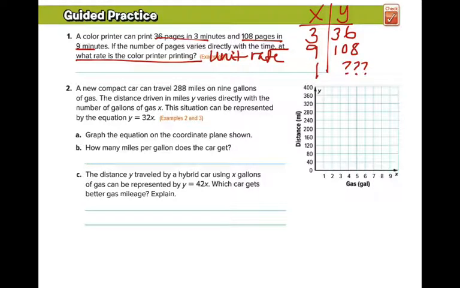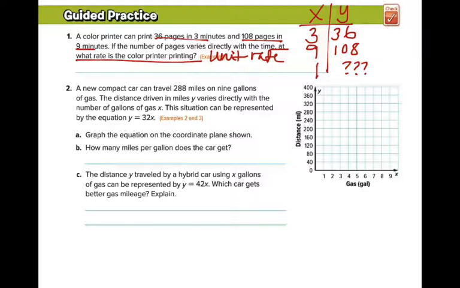So if I come up with my pattern here, I find that if I take my X and I multiply it by 12, I get my y. Or if I rewrite that correctly, y equals 12x. That would be our equation.